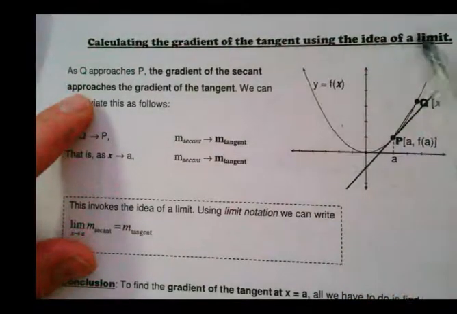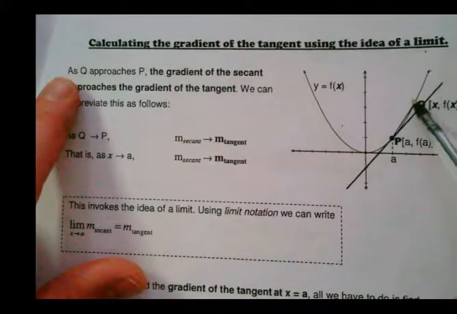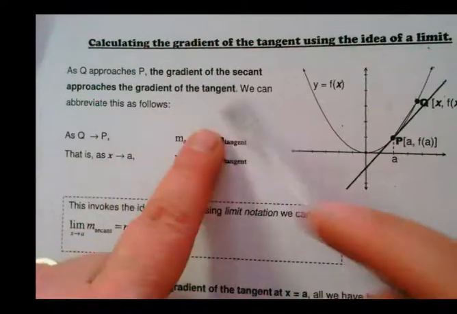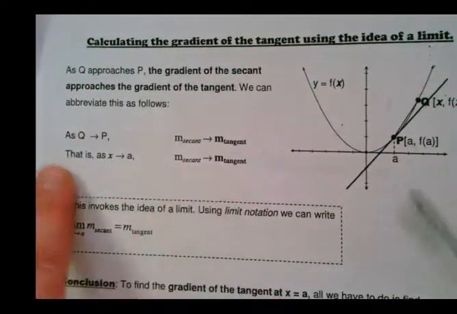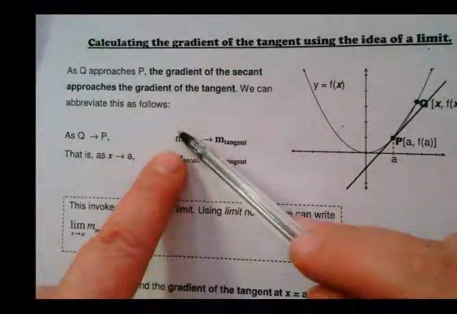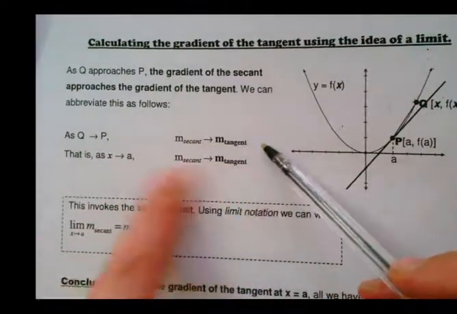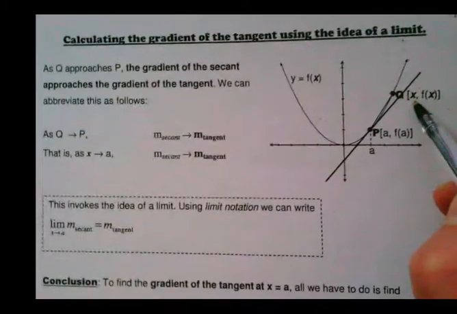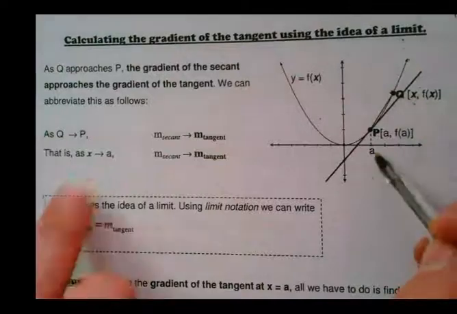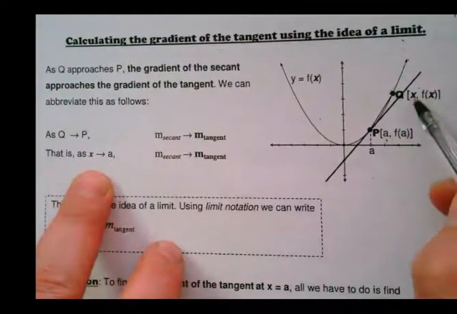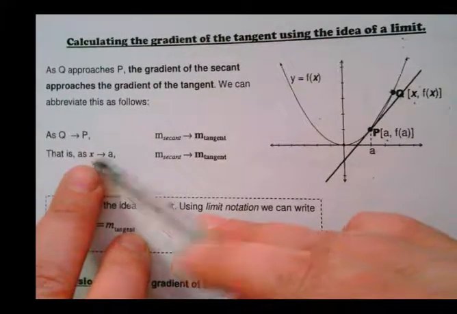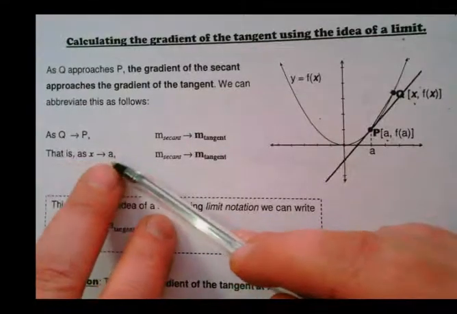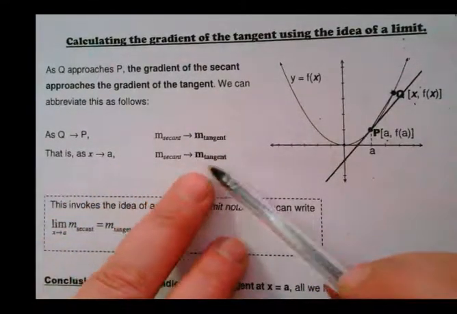Calculating the gradient of the tangent using the idea of a limit. As Q here approaches P, the gradient of the secant PQ approaches the gradient of the tangent. We can write this as follows. As Q approaches P, the gradient of the secant approaches the gradient of the tangent. In other words, see how Q has an x value of x? So as that x value approaches A, do you get it? As the x value of Q, which is x, approaches the x value of P, which happens to be A. So we can write as x approaches A, the gradient of the secant approaches the gradient of the tangent.